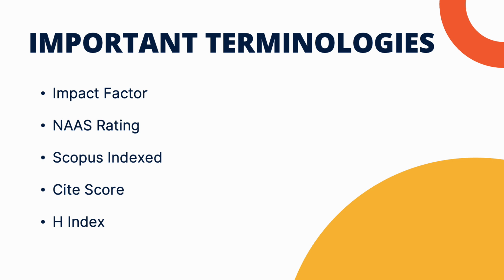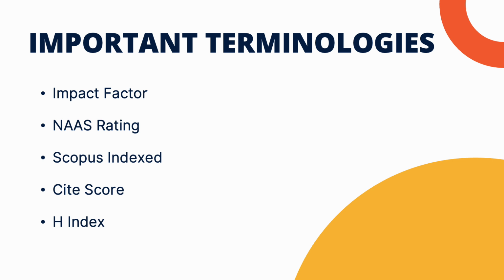For academic journals, it's a number that tells you how often the articles in that particular journal get cited in other research papers. So journals with higher impact factors are seen as more important because their articles are referenced more often, showing that they are making a big impact in their field.